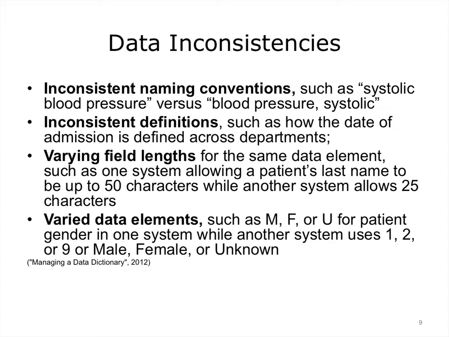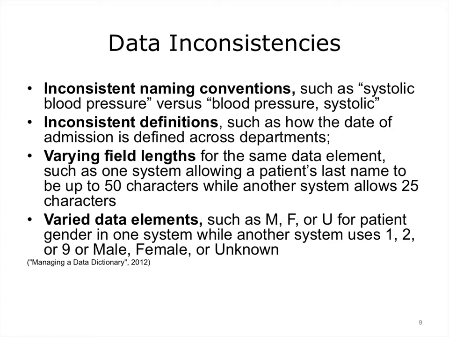The Health Information Management Association, AHIMA, pronounced AHIMA, identifies several types of inconsistencies and quality issues that can occur when data are captured and stored. These include inconsistent naming conventions, such as systolic blood pressure versus blood pressure systolic. Inconsistent definitions, such as how the date of admission is defined across departments. Varying field lengths for the same data element, such as one system allowing a patient's name to be up to 50 characters, while another system allows 25 characters.